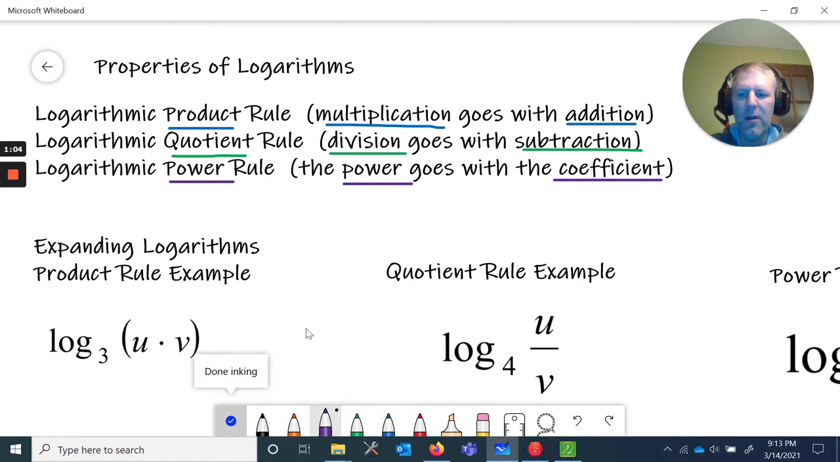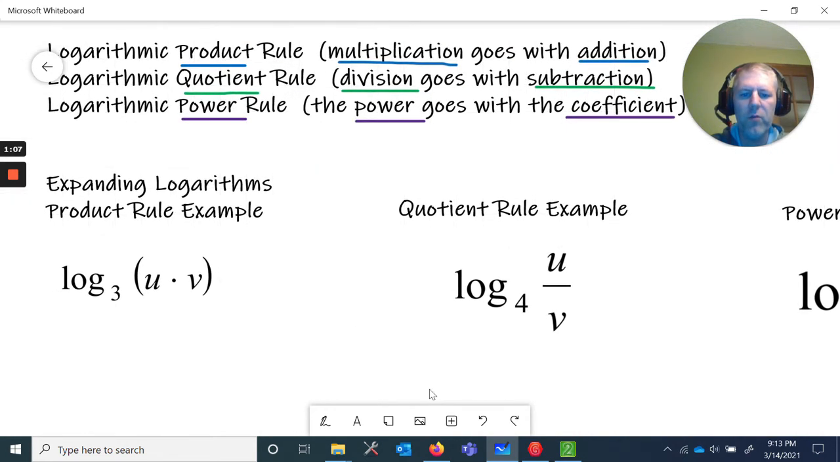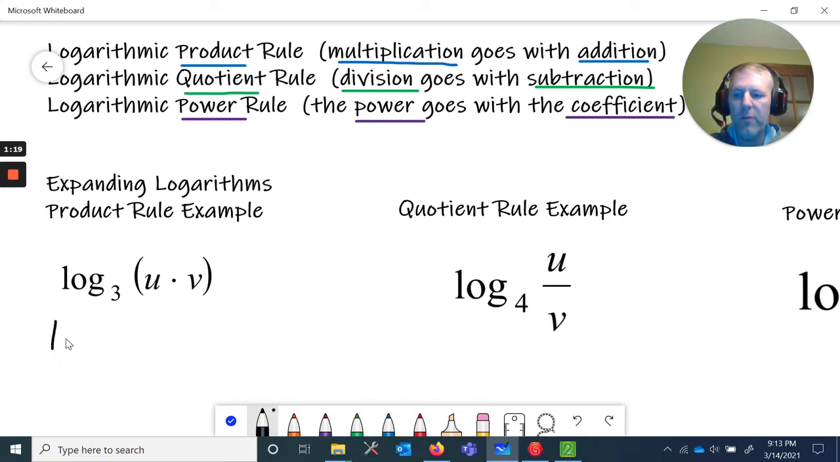So example one here is expanding using the product rule. For the product rule, we have log base 3 of the quantity u times v. So multiply, times, is going to go with addition. So really this is as simple as just rewriting. So I'm going to rewrite this as log base 3 of u. We're going to rewrite this as addition because this is multiplication. That's what that product rule says. So that multiplication means we're going to make this plus log base 3 of v.